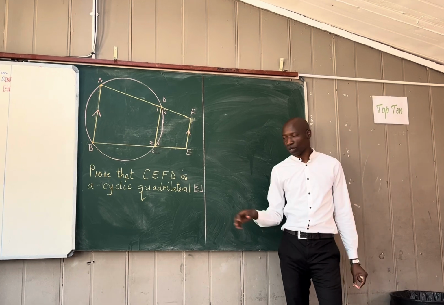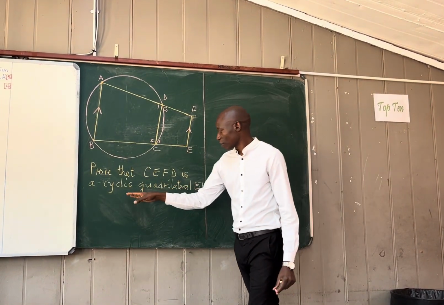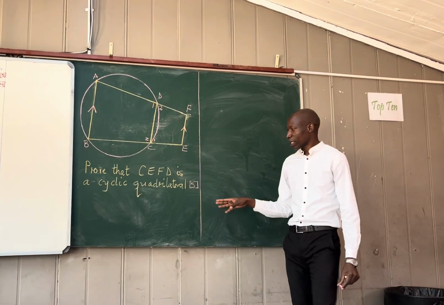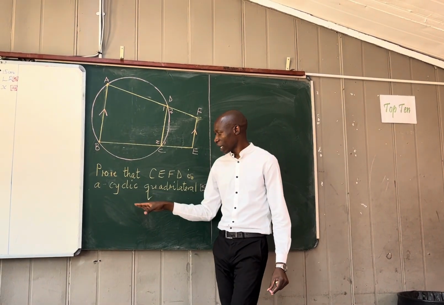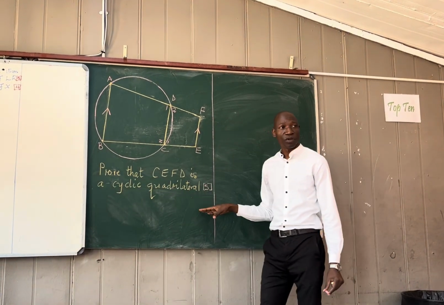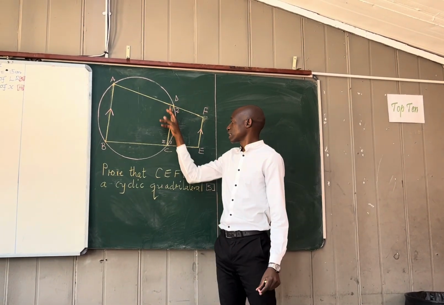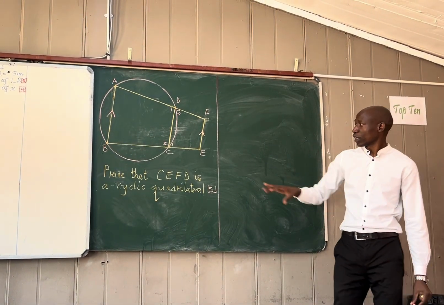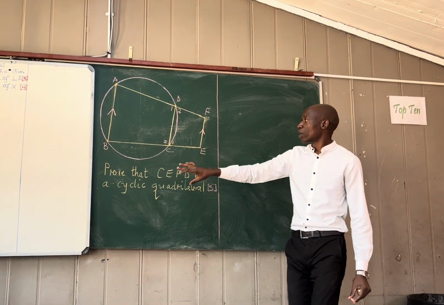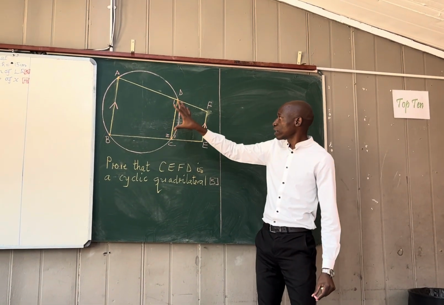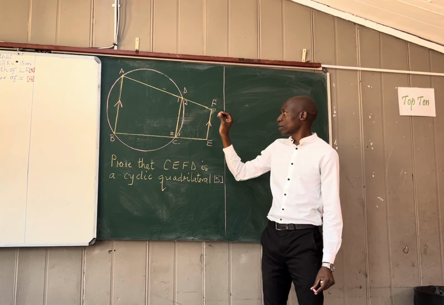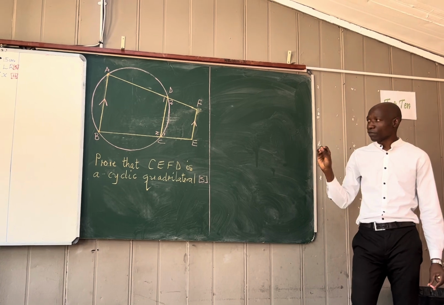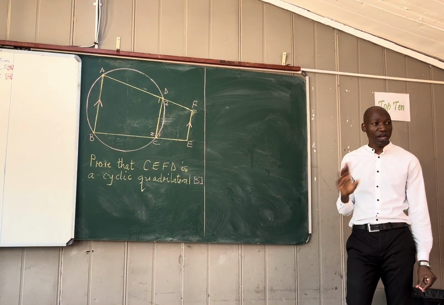The first thing is you cannot prove that it's a cyclic quad if you don't know what a cyclic quad is. By a cyclic quad, we are simply looking at a four-sided shape where all the four vertices are touching the circumference of the circle. So whenever you are doing Euclidean geometry, look out for a four-sided shape. All the four vertices must actually be touching the circumference of the circle. If one of them is not, then it's not a cyclic quad.